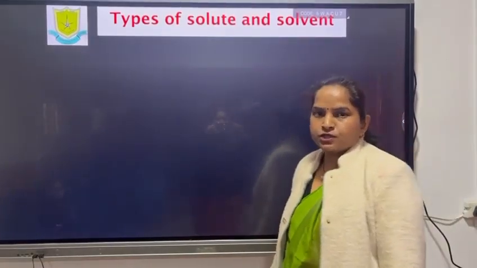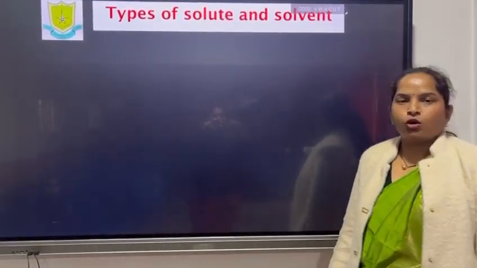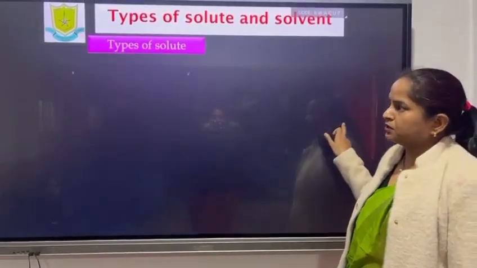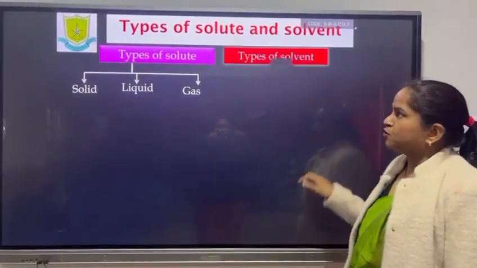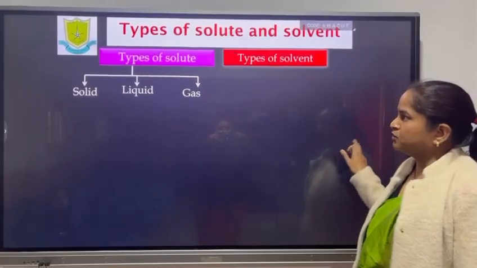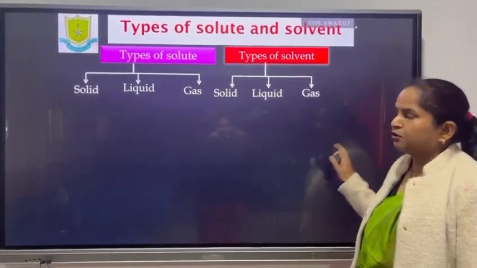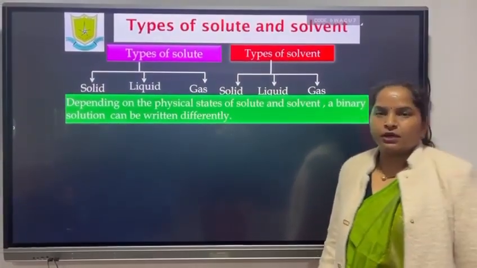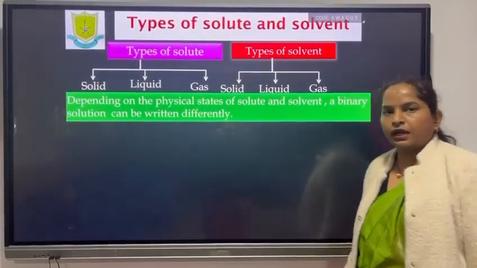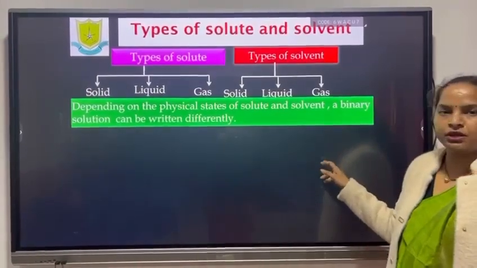Types of solutes and solvents. Solutes are not always solid. They may be solid as well as liquid as well as gas. Similarly, solvents are not always liquid. They may be solid, liquid, or gas. Depending on the physical state of the solute and solvent which we are adding, the solution may be written differently.